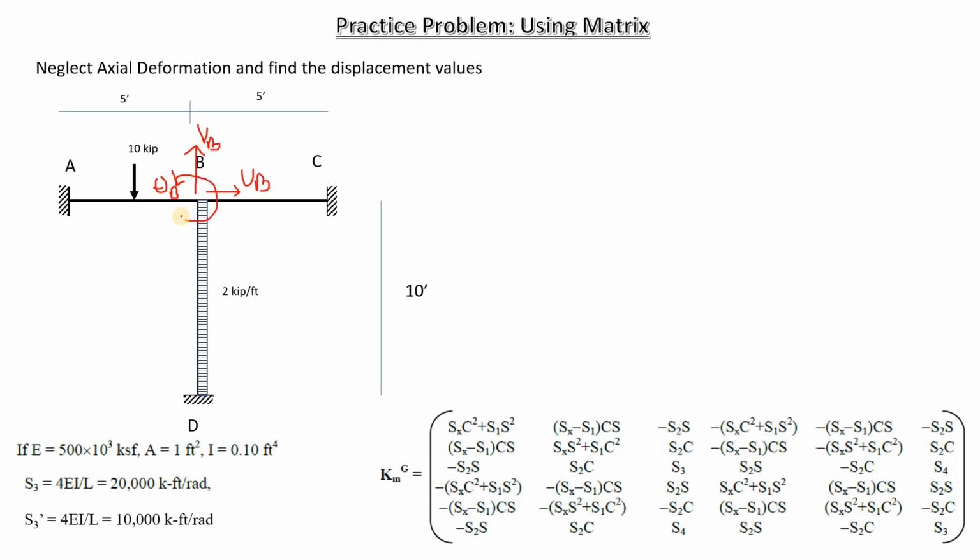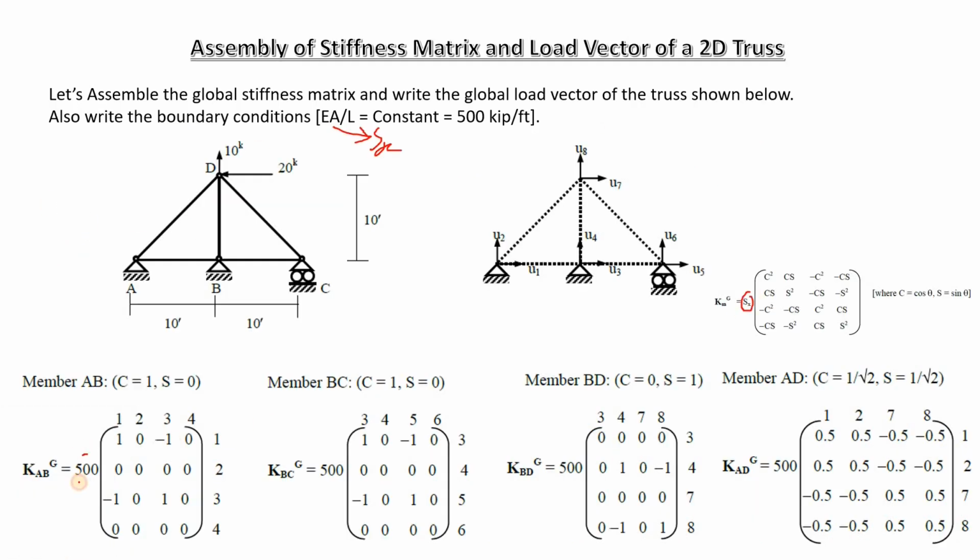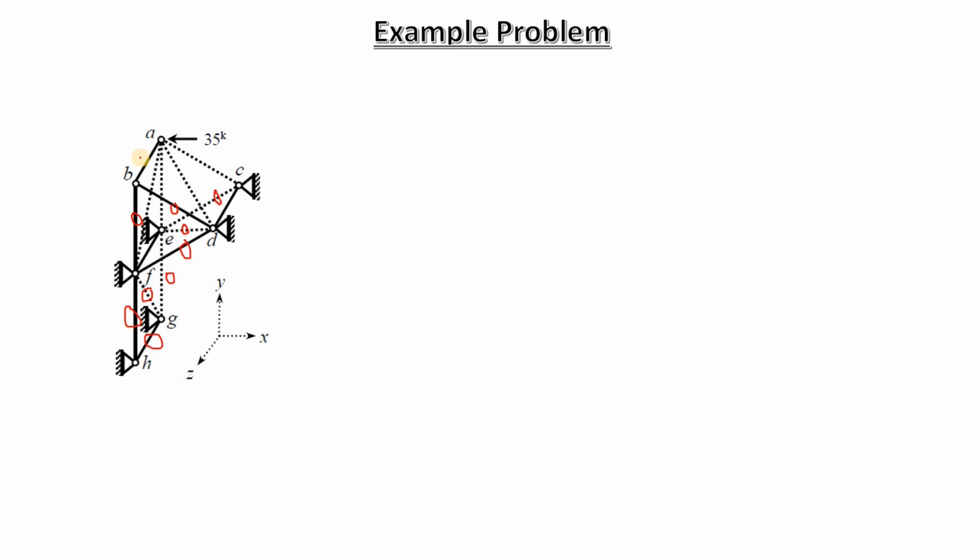In this course, we will understand how the direct stiffness method works and do practice problems and example problems using hand calculations. We are going to do linear static analysis using the direct stiffness method. In this course, we will see the direct stiffness method for 2D trusses, 2D frames, and 3D trusses.